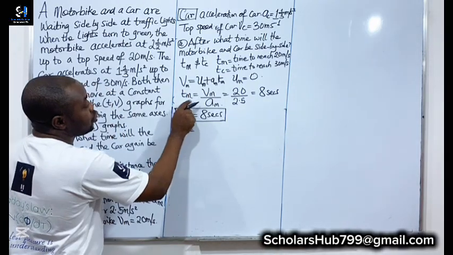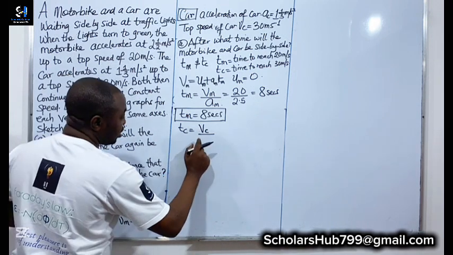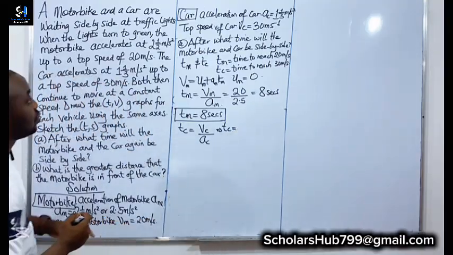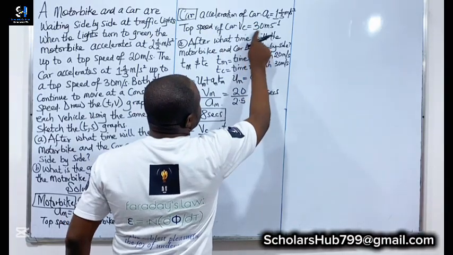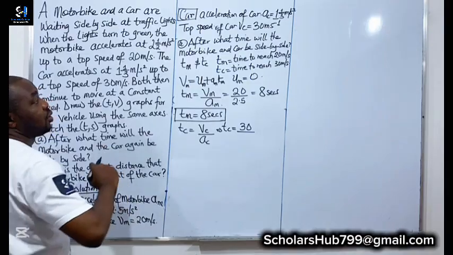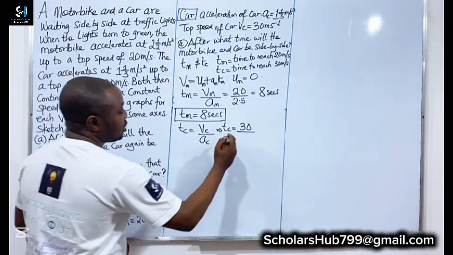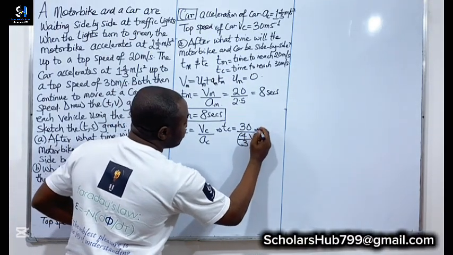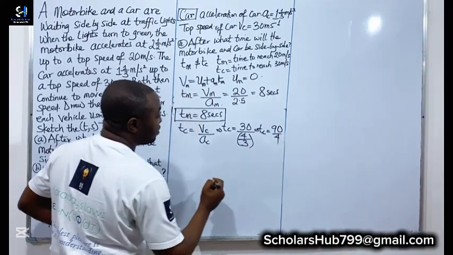To calculate Tc, I'm going to use the same formula. Tc will be the velocity of the car divided by the acceleration. Here we have Vc, which equals 30 meters per second. Then the acceleration is 4 over 3, so this would be 4 divided by 3. When we flip the fraction, Tc equals 3 times 30, that will be 90, then 90 divided by 4.